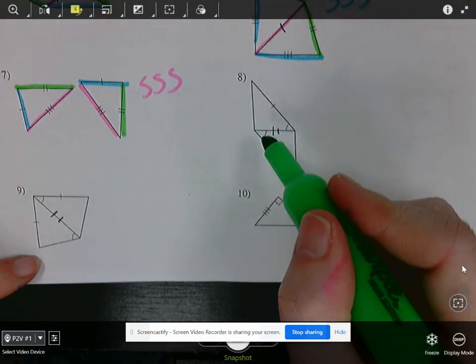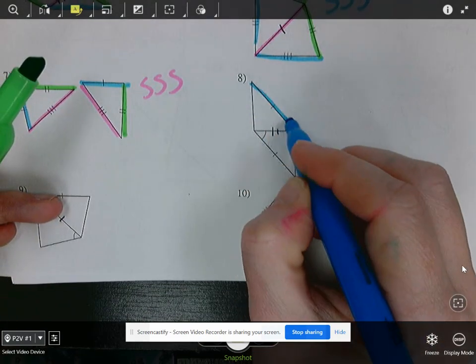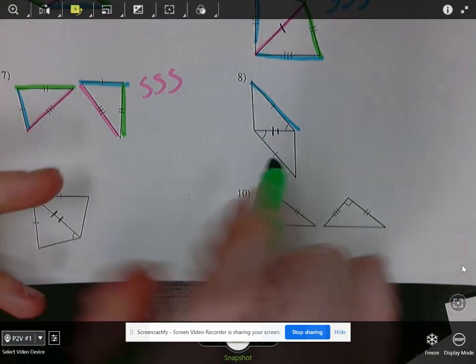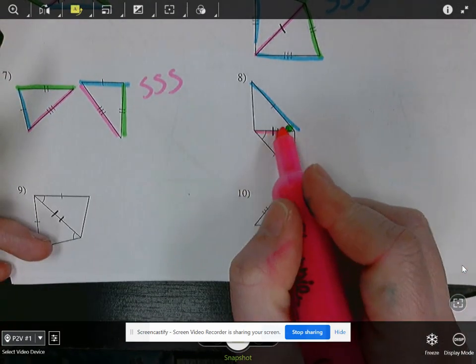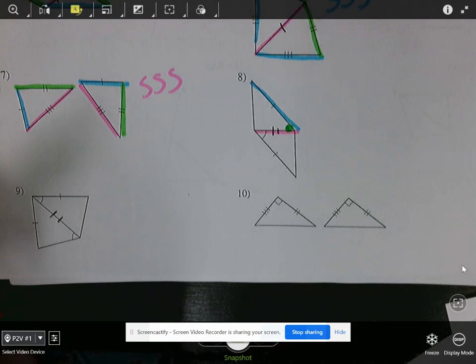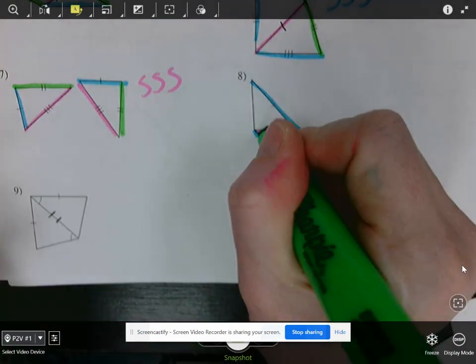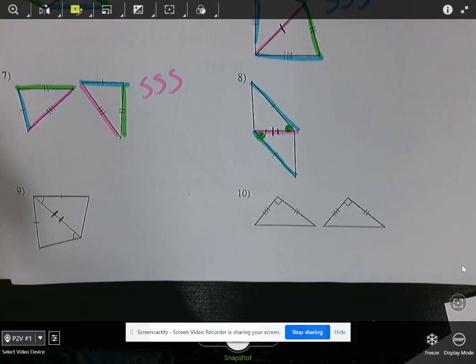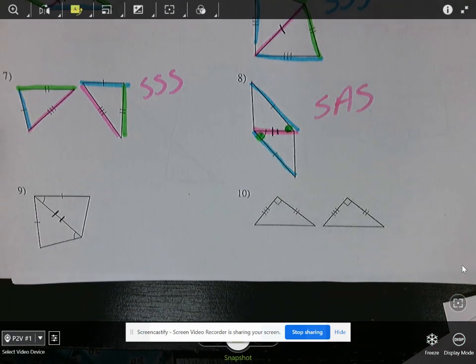Number 8. Side, angle, side, side, angle, side. So that would be side, angle, side because they're both side, angle, side.